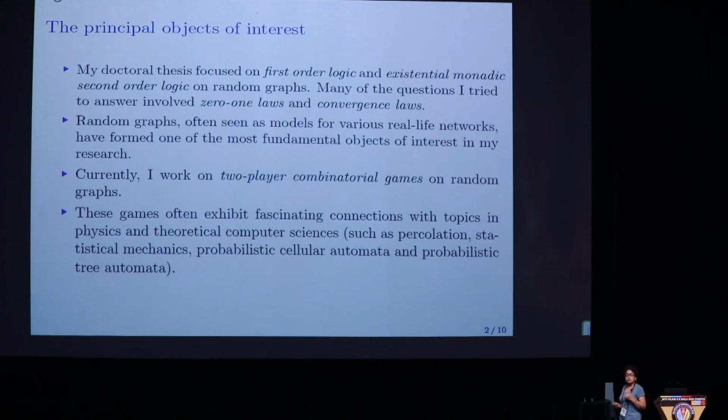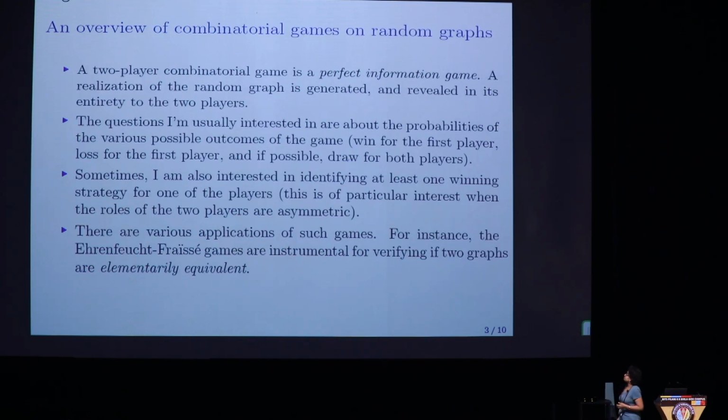And in theoretical computer science, something that I come across again and again in my research is automata theory. In particular, I have encountered probabilistic cellular automata and probabilistic tree automata. Cellular usually refers to the automata being defined on some lattice structure, on infinite lattice graphs, and tree automata on trees. So a two-player combinatorial game, what is it?